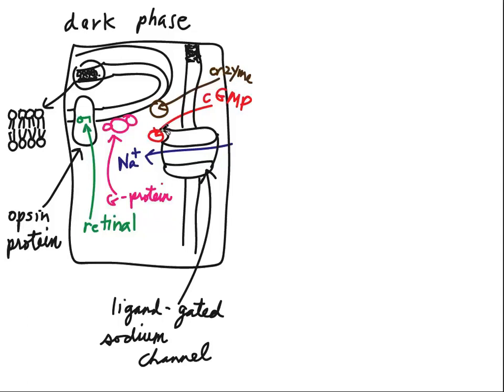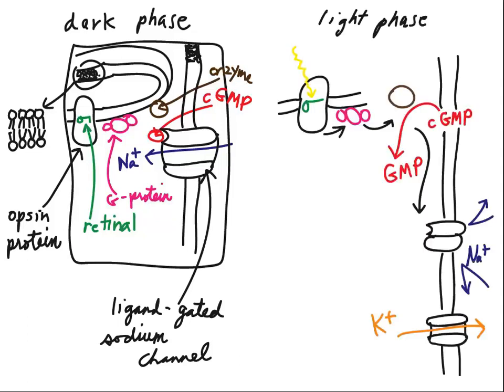holding the channel open. When the channel is open, sodium flows into the photoreceptor due to its concentration and electrical gradients. That causes the photoreceptor to depolarize, and as with other cells, depolarization of the neuron leads to an increase in neurotransmitter release. We now want to examine what happens in the light.